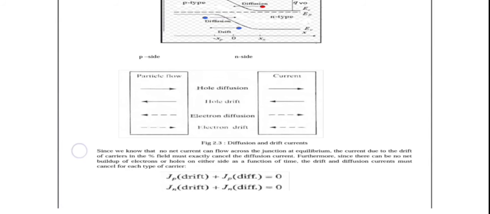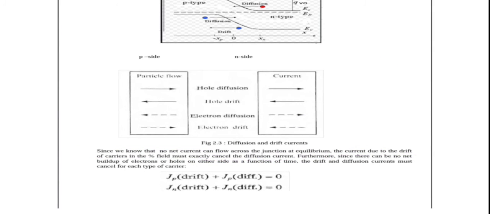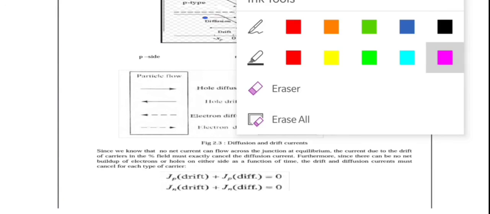Since we know that no net current can flow across the junction at equilibrium, the current due to the drift of carriers in the electric field must exactly cancel the diffusion current. Furthermore, since there can be no net buildup of electrons and holes on either side of the junction as a function of time, the drift and diffusion current must cancel for each type of carrier. So you can see there is no current flow at a p-n junction under steady state or equilibrium condition.